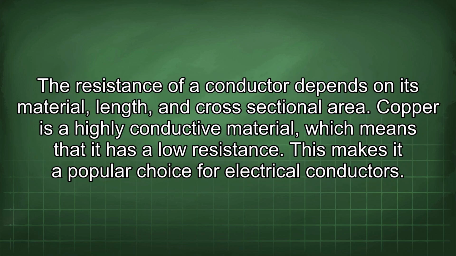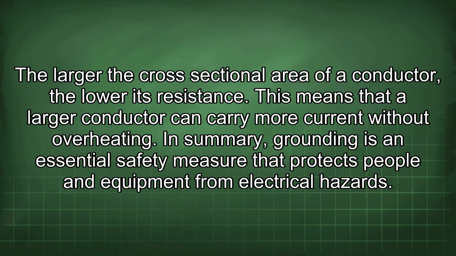The resistance of a conductor depends on its material, length, and cross-sectional area. Copper is a highly conductive material, which means that it has a low resistance. This makes it a popular choice for electrical conductors. The larger the cross-sectional area of a conductor, the lower its resistance. This means that a larger conductor can carry more current without overheating.